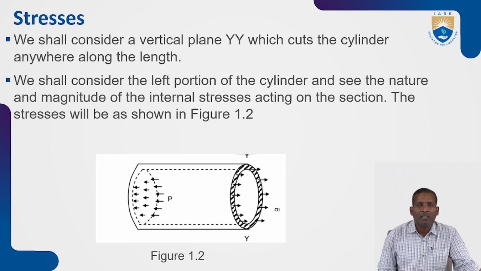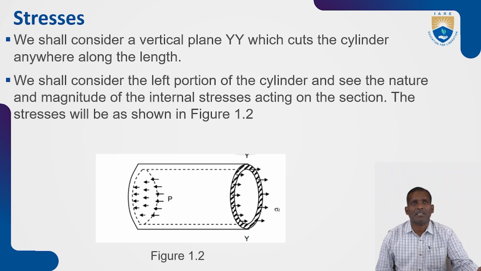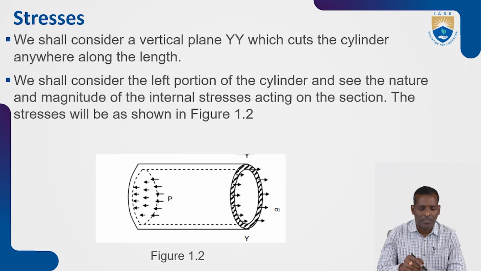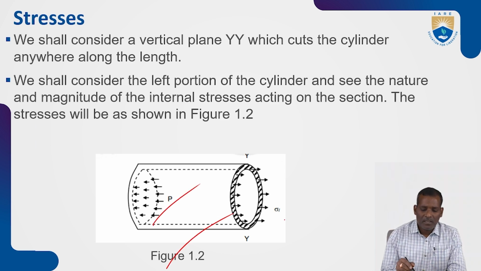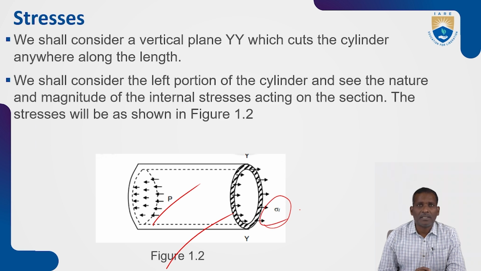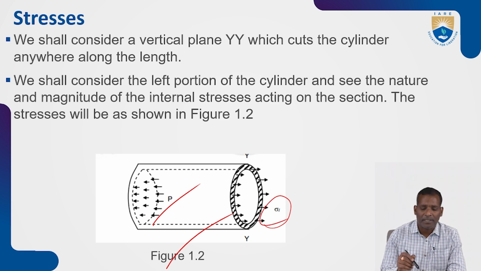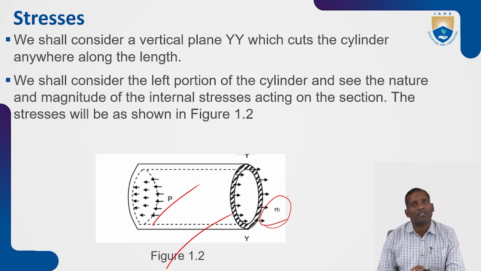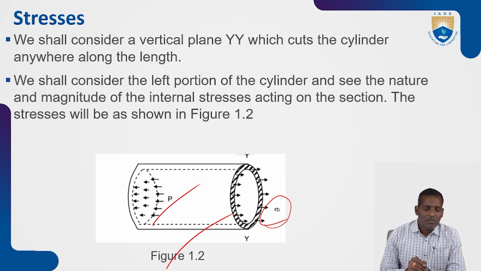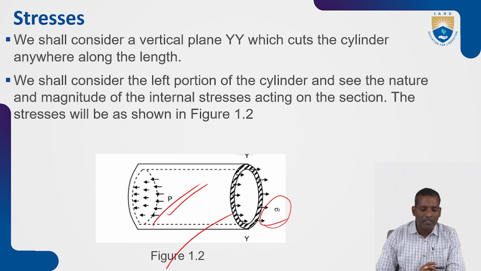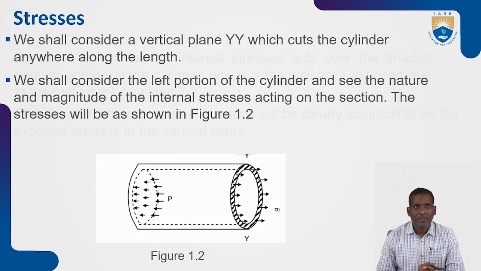So consider the left portion of the cylinder and see the nature and magnitude of the internal stresses acting on the section. The stresses will be as shown in the figure. Here, some stress is shown; later we will discuss this stress. This is the resisting stress, opposite to the internal pressure.